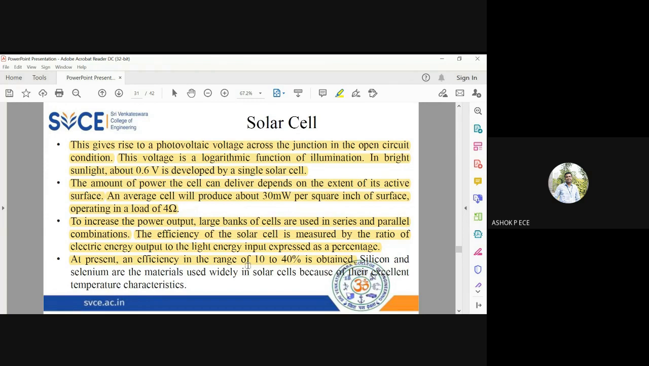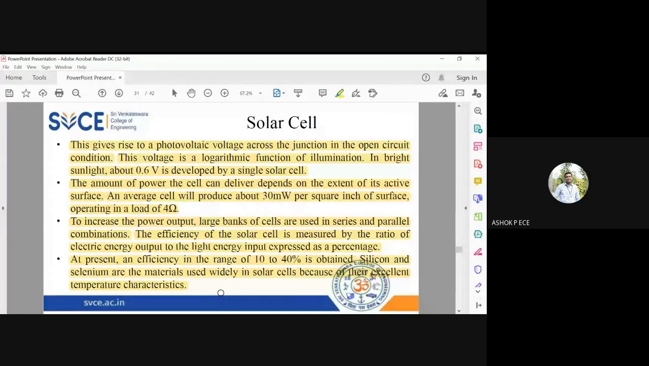Mostly we are using silicon and selenium cells because of their excellent temperature characteristics. We don't use germanium because the output voltage from a germanium solar cell is very low when you compare it to silicon. It is almost 5 times lower. If silicon is producing 0.5 volt, germanium is producing only about 0.1 volt.